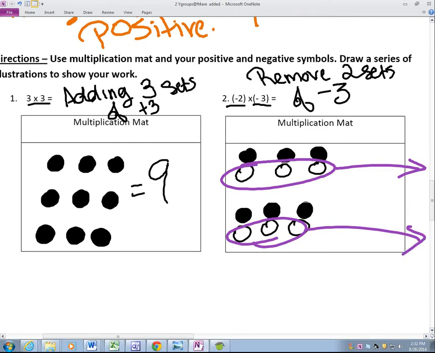Right there. What do we have left in our mat? What do we have left in our mat, Jace? Positive 6. So the answer is 6. Thank you. It is a pretty color, purple.